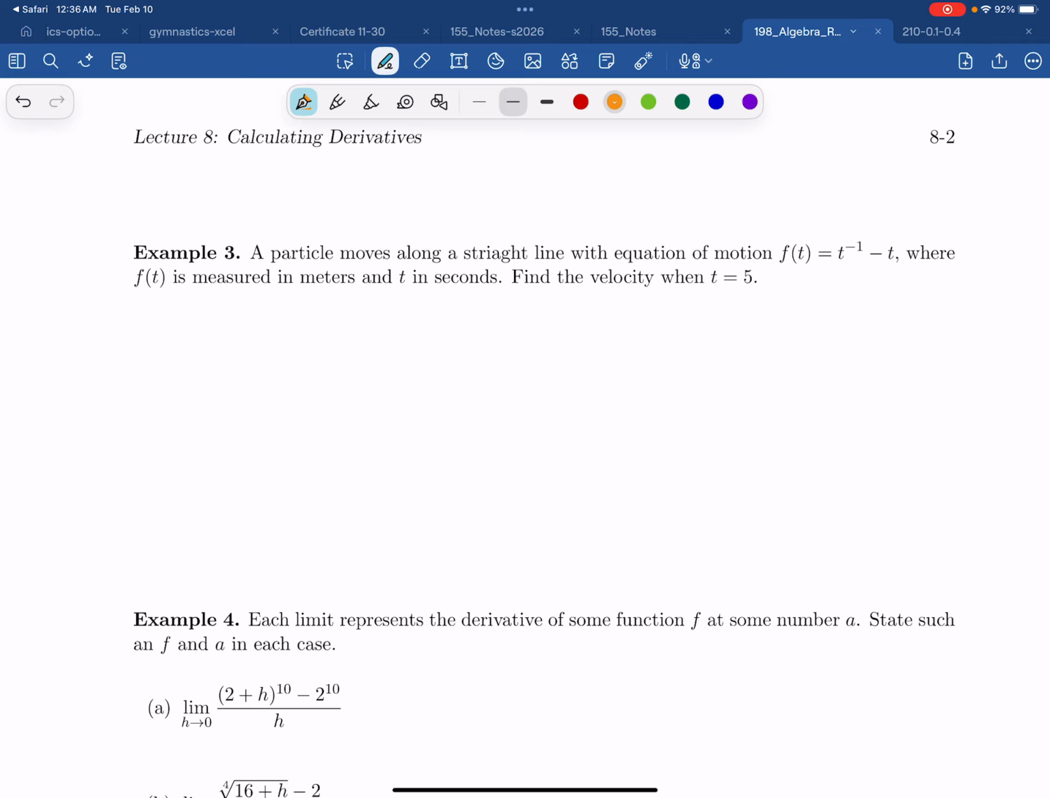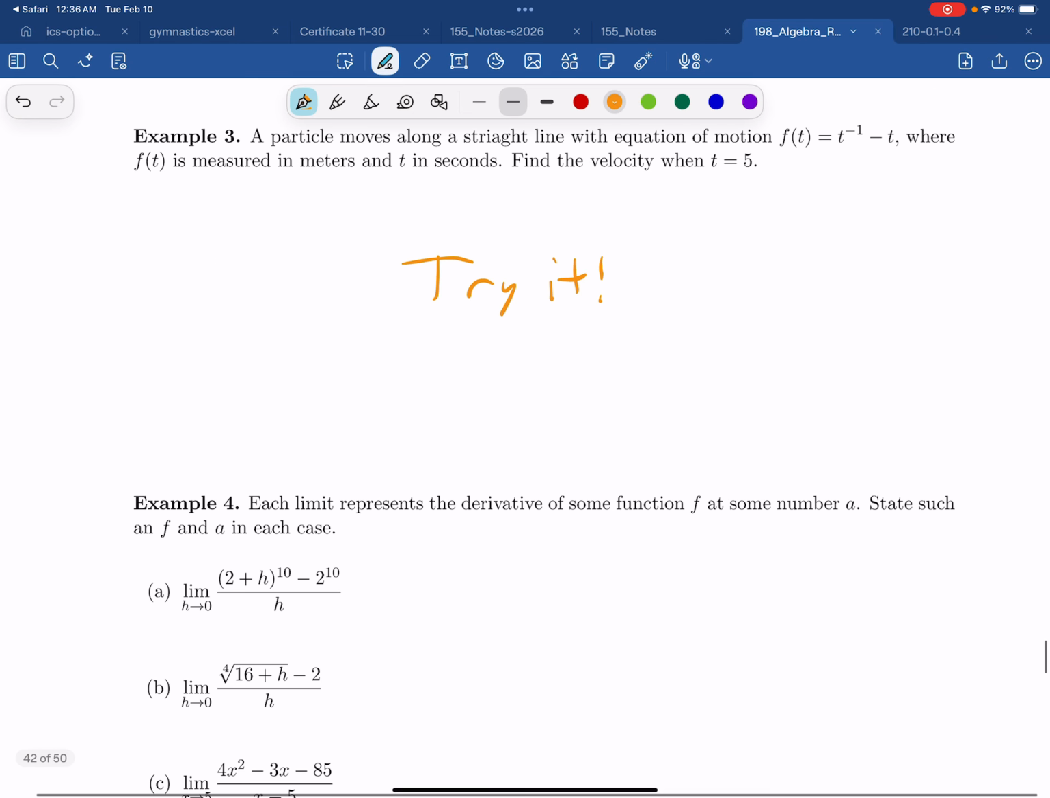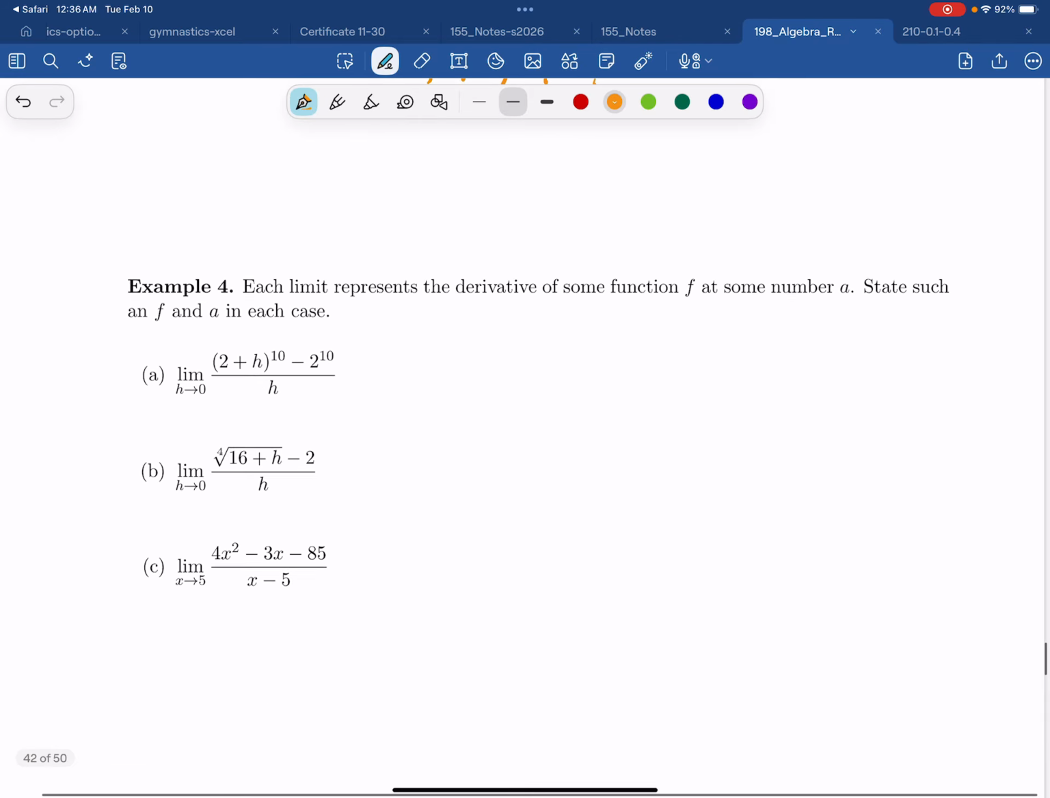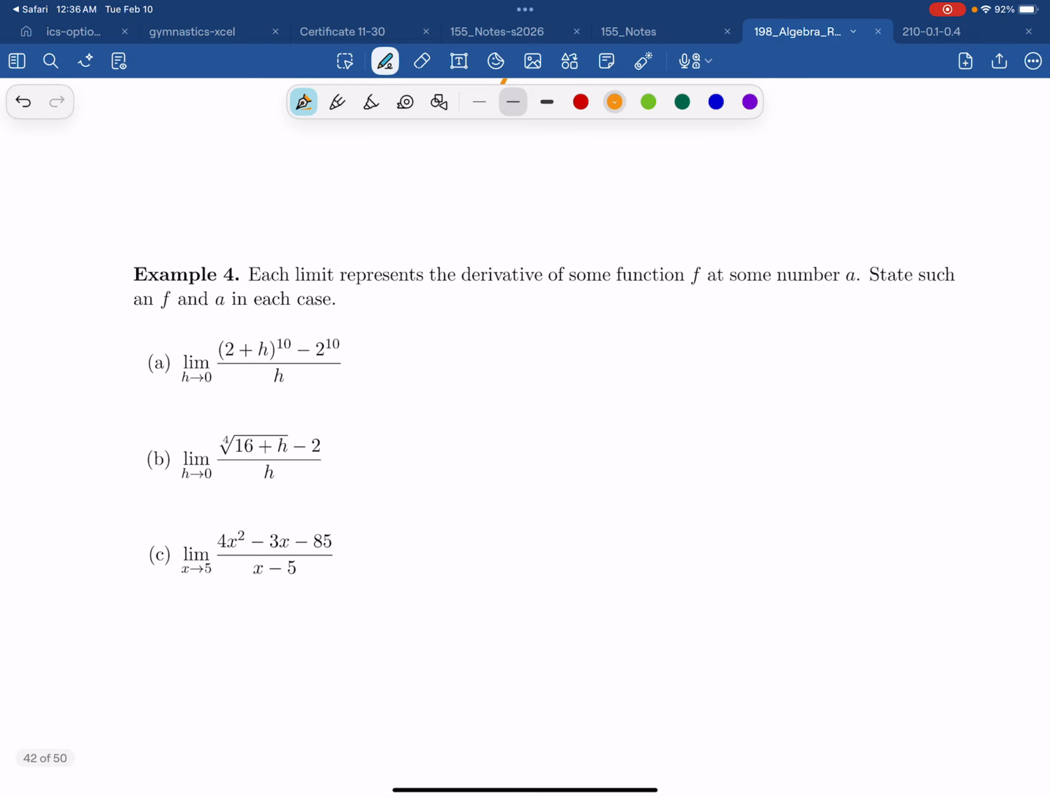This one, a little bit tricky. Gonna let you try that one. This is pretty tricky though. Just a lot of simplification going on. And let's finish with example 4.